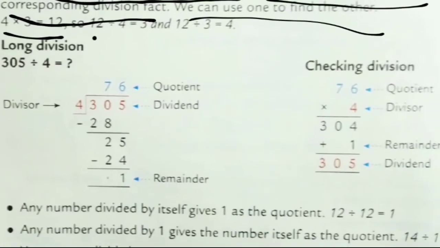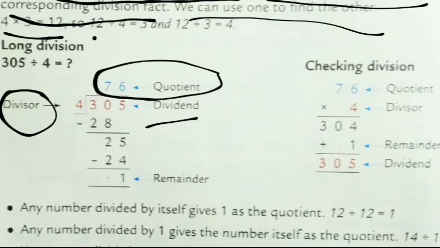In this one, the long division method, see this, 305 divided by 4. This is known as the dividend, this is known as the divisor, and whatever answer will come of dividend and divisor, that is the quotient, and at last what is remaining, that is the remainder.